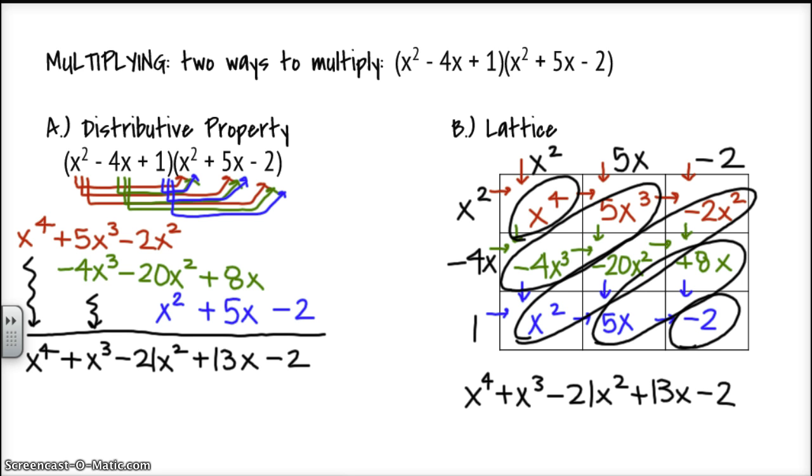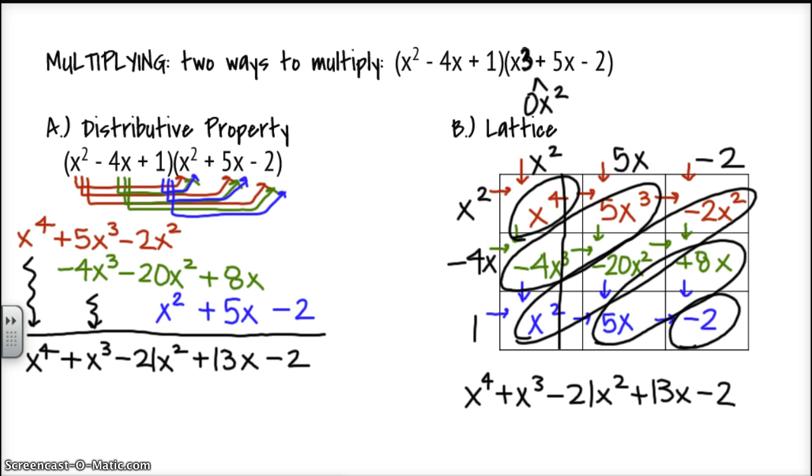Now, something to keep in mind with lattice is, let's say all of a sudden this is an x to the third. We have to sneak in a 0x squared to make that work. We need to make sure every term, cubic, quadratic, and so on, has a spot to live. So we would just sneak in another column here, and we'd go from there. Now, we didn't have that here. Everything fit perfectly, but when you're using lattice, please be careful of that.